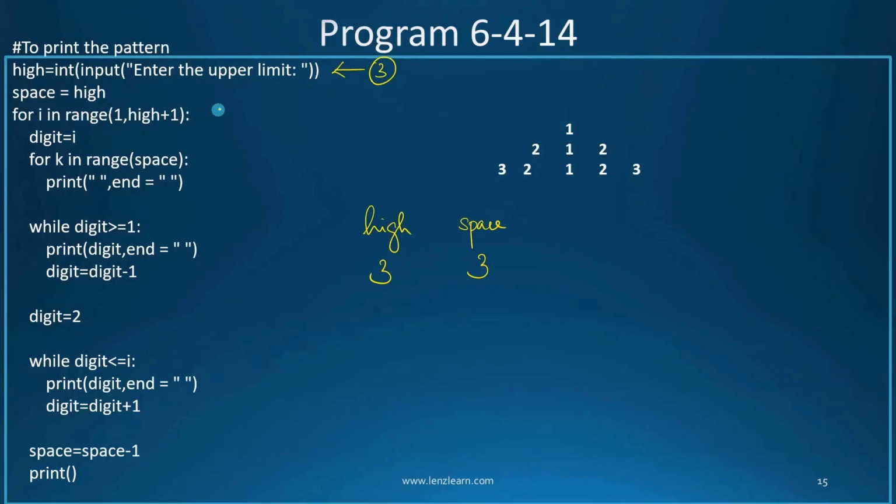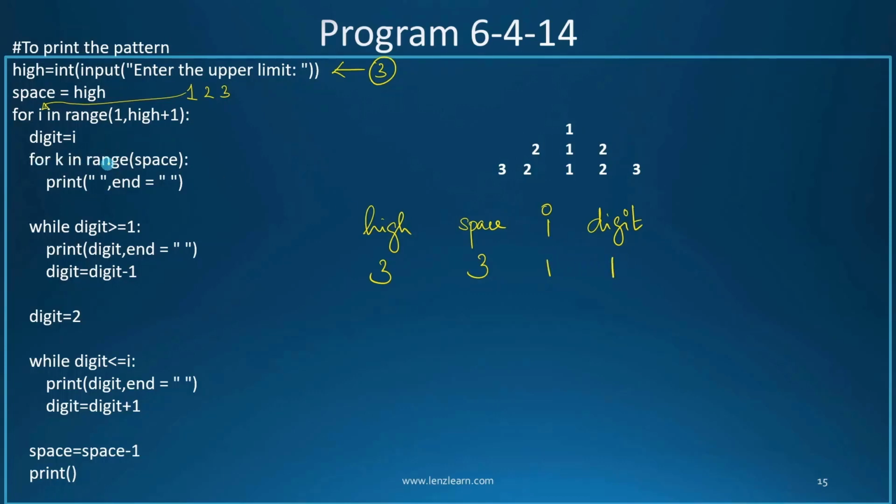And now the first for loop will work from 1 to high plus 1, that is 4. Now you can see the values available in this range are 1, 2 and 3. Right, so now you can understand this for loop will work 3 times. So first time 1 will be copied into I, so the value of I will be 1. Now the value of I will be stored into another variable, digit. Okay, so digit is the variable that we use to print onto the lines. Initially it will have the value 1, the same value as I.